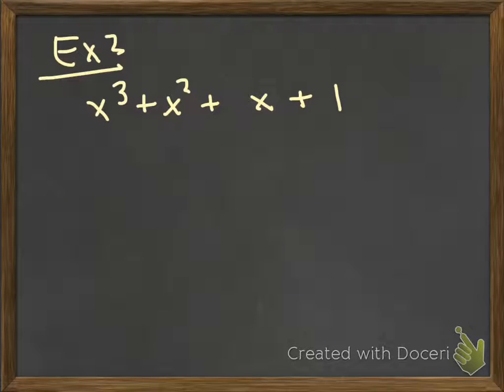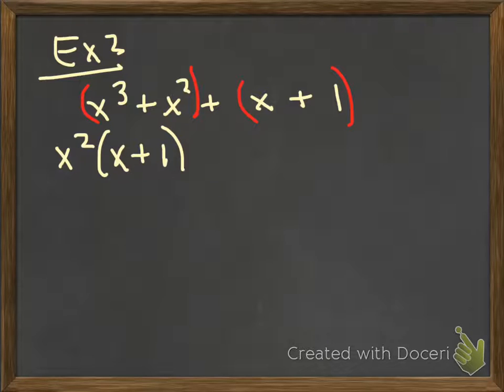Okay, example 2, x to the third plus x squared plus x plus 1. Again, you're going to do the same thing. You're going to do 2 different groups. That's the first group, that's the second group. Find the common factor of each group. On this one, it's x squared. That leaves me with x plus 1. On this one, nothing other than 1. So 1 is the only thing that goes into both.